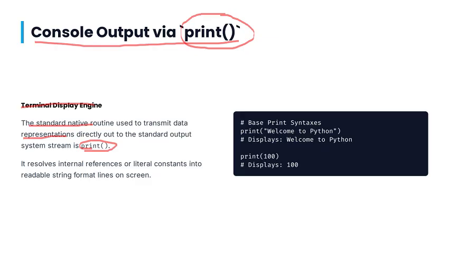It resolves the internal reference or literal constant in readable string format lines on screen, such as base print syntax print welcome to Python. It prints this part written inside it. It is displayed on the screen. Print 100. 100 is displayed.